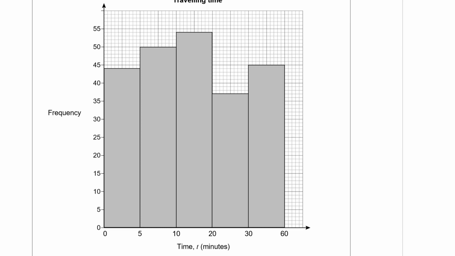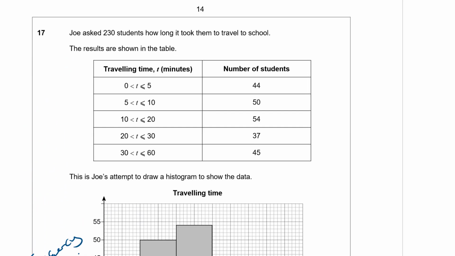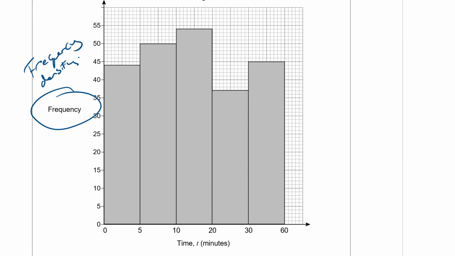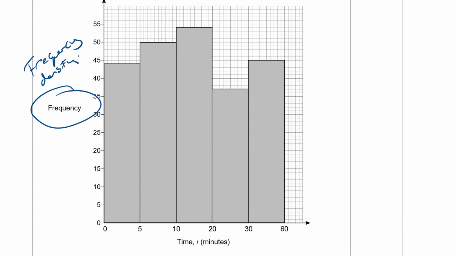Well, so there's 2 very clear things wrong with this. Firstly is this bit here, the frequency. Now on a histogram, it is the area of the bar that's proportional to the frequency and not the height. So this should be frequency density, not frequency. So Joe should have worked out what all the frequency densities were and then put the bars at that height when he was drawing his histogram.